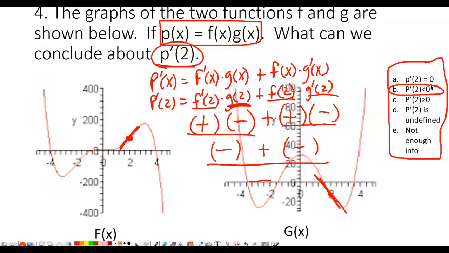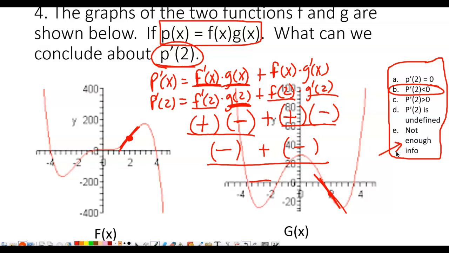So that's how you're going to have to handle this type of problem. You have to remember that primes are slopes and non-primes are the y values, and just determine whether each value is positive or negative and simplify it. Now, it could turn out you get one where you really can't figure it out, and that would be not enough information.